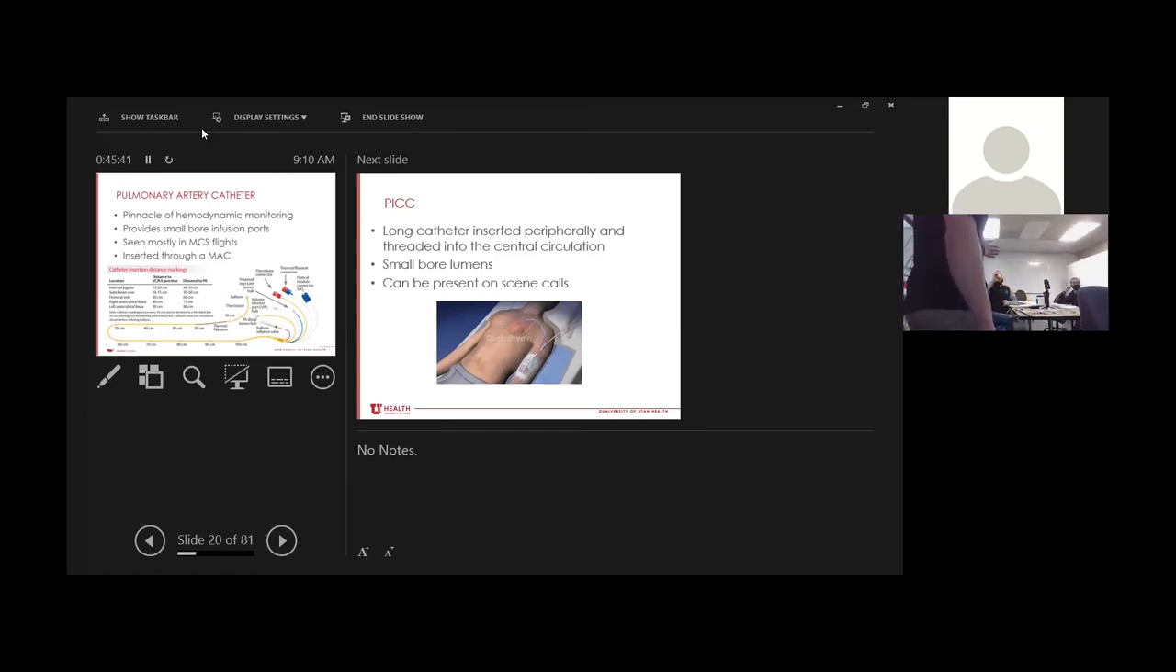No, you're good. Our new policy is that for MCS flights, you do not have to monitor the PA, but you have to pull the swan back to no deeper than 55 centimeters to keep it in the main branch of the PA and reduce the risk of permanent wedge.